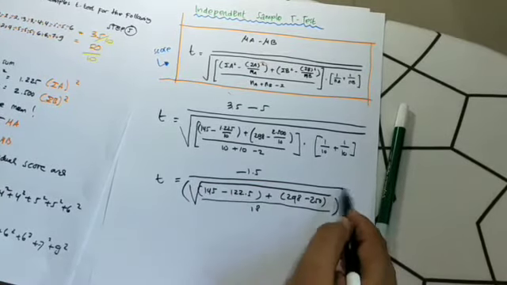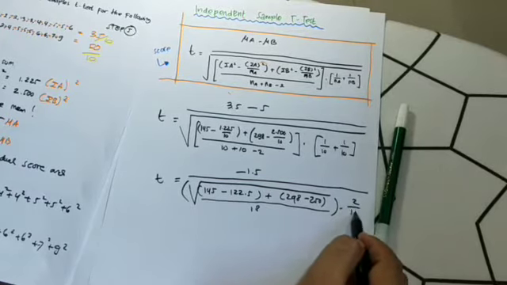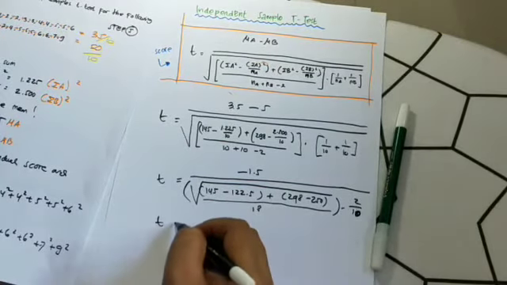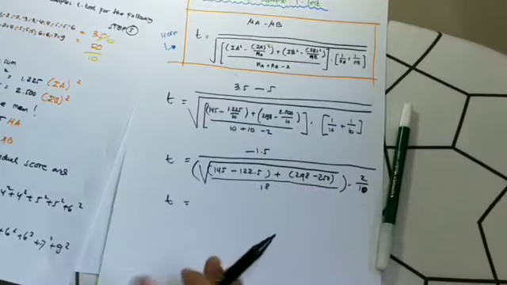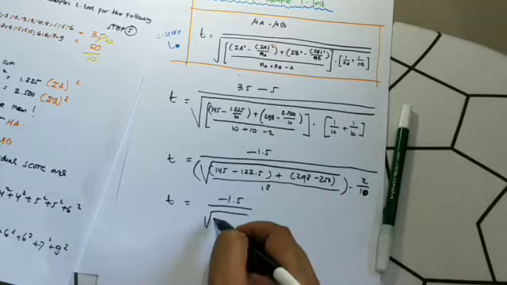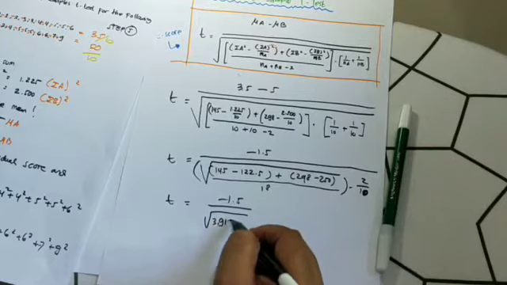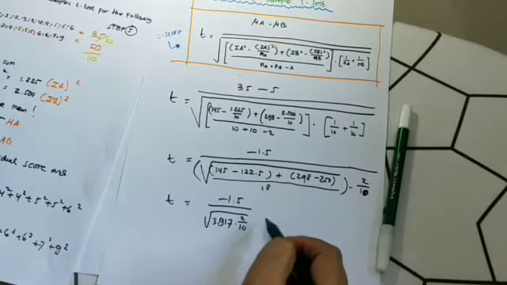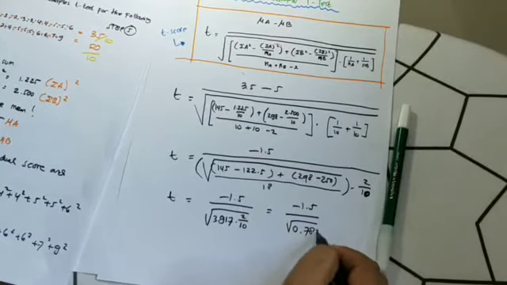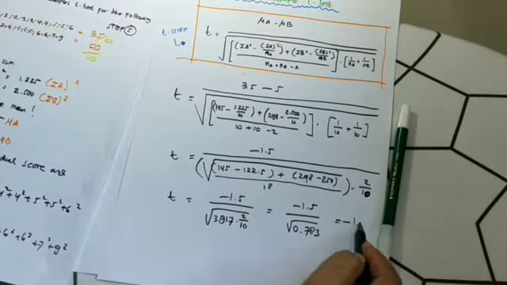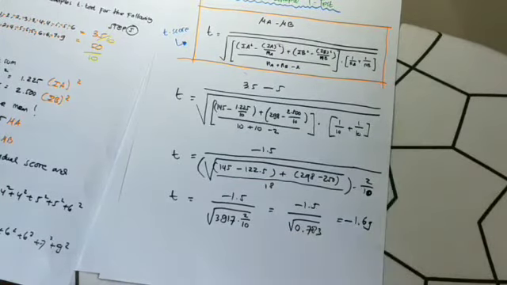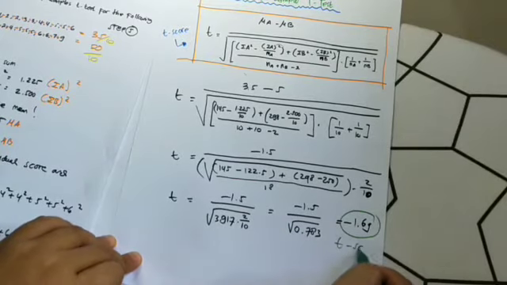Wait. Times 2 divided by 10. You still with me? Minus 1.5 divided by 3, 9, 17. Like this, and become like this, and finally we got minus 1.69. This is your T-score.